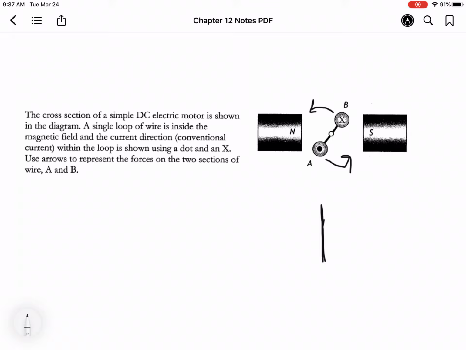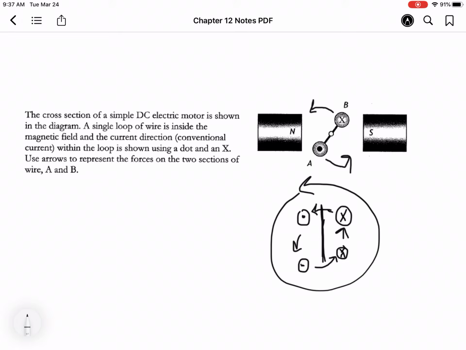What happens is after it goes a certain direction, once it crosses that line, so this one here, which was originally out of the page, we're actually going to switch the direction of the current so that now it's into the page. And this one, which was originally into the page, now becomes going out. And so it's going to get forced around, and it's just going to keep going around and around. This is essentially what an electric motor is.